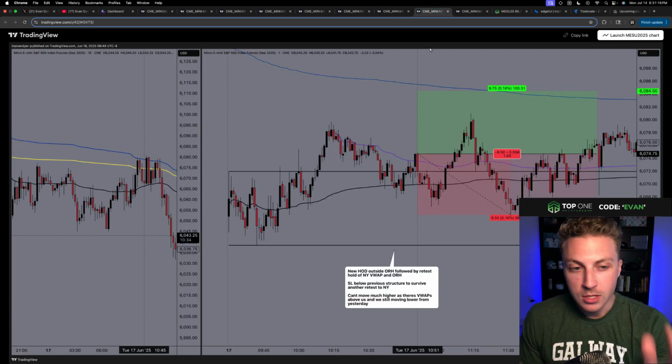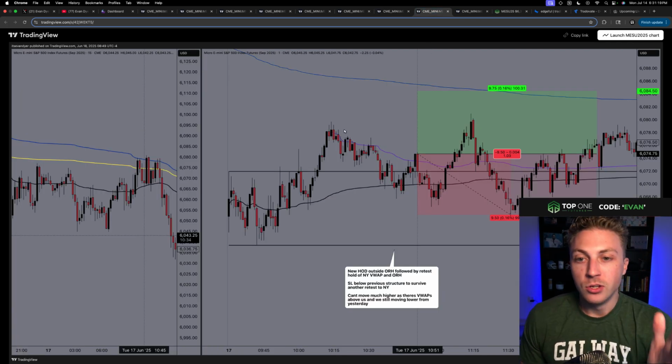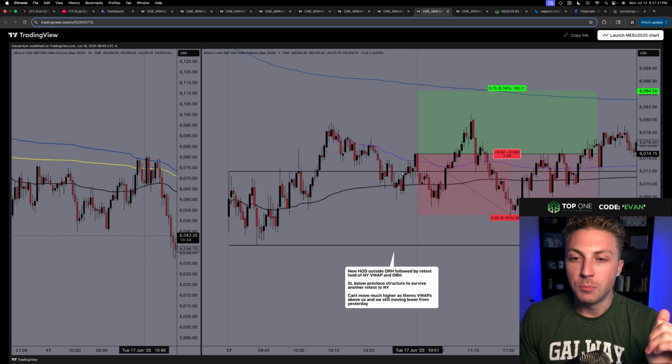They're running all day. Now last one here to look at as well. New high of day, pull back to New York, right? Looks simple, break of high of day.